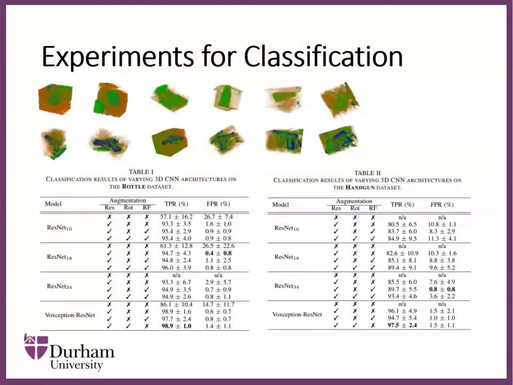From Table 1 and Table 2, we can see 3D CNN can achieve pretty high true positive rates and very low false positive rates on both Boulder and Hang-On datasets. And among different models, the Voxception ResNet performs the best.